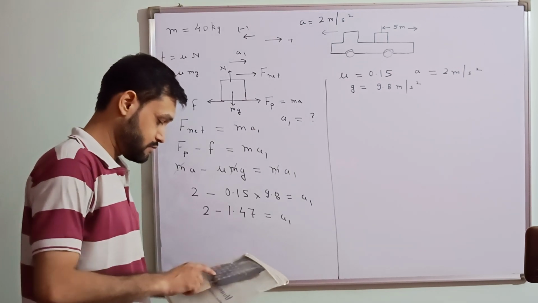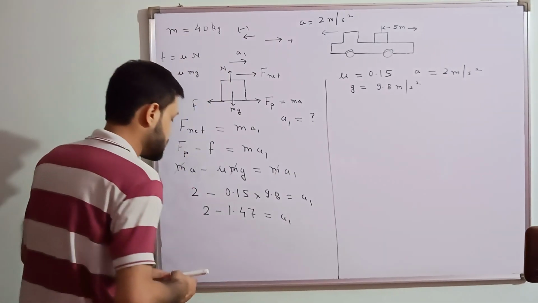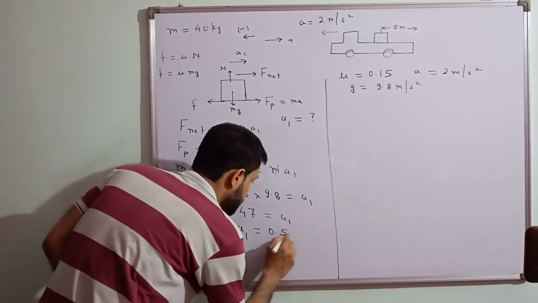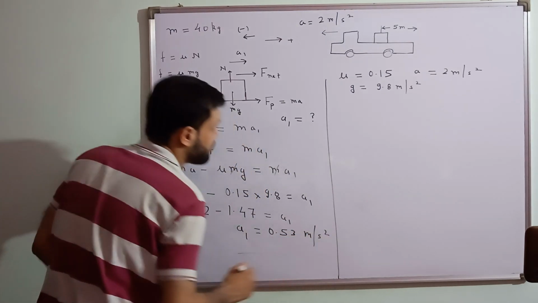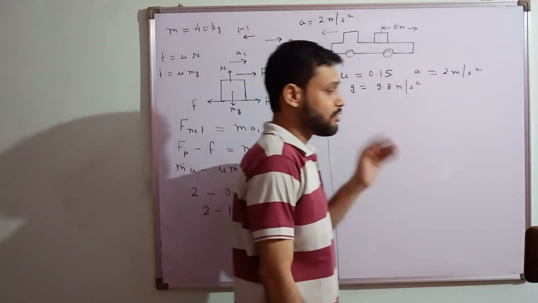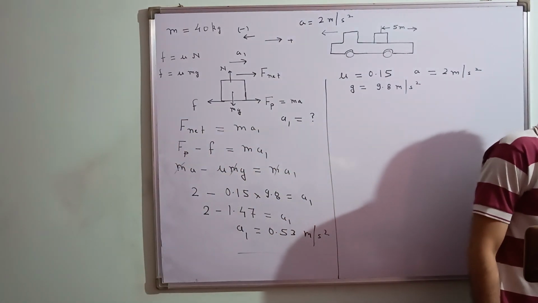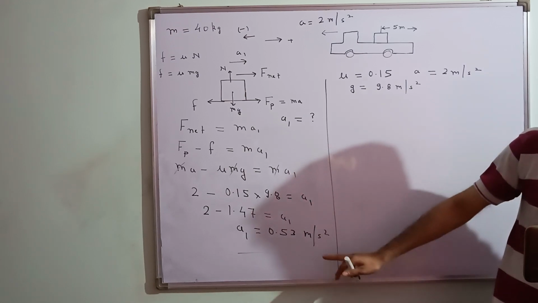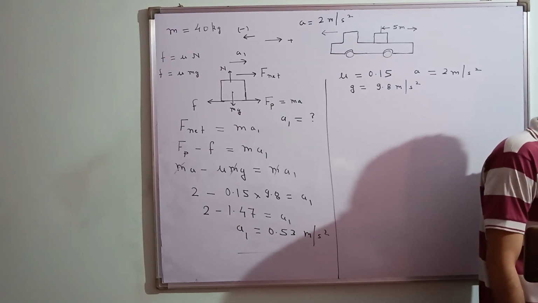0.47. Yes, it will be 0.53 actually. If you subtract this, you get 0.53 meter per second square. This is the value of A1. You got this thing? 0.53 is the acceleration. Is it okay?